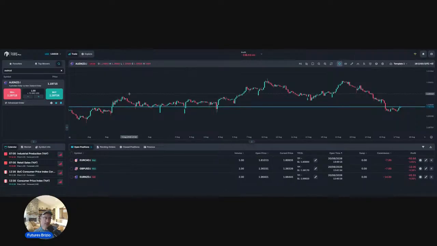All right, so now you should be seeing one of my funded accounts. You can see I'm in Euro CAD long, pound US dollar long, and Euro New Zealand short. They're all in drawdown, not a lot.